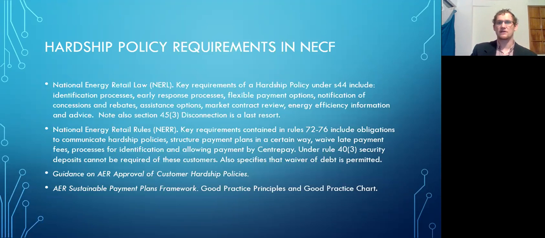So those are the key requirements set out in the retail law, and then the retail rules set out in more detail a range of matters to do with those obligations, primarily set out in Rules 72 to 76. These include obligations to communicate hardship policies to customers. There's requirements to structure payment plans in a certain way, so the retailer needs to take into account, for example, the customer's ability to pay, their current financial circumstances, and how that affects their ability to comply with a particular payment plan. There's a requirement to waive late payment fees, and it sets out more in detail those processes around identification, and also specifying that payment for customers on payment plans may happen via Centrepay.